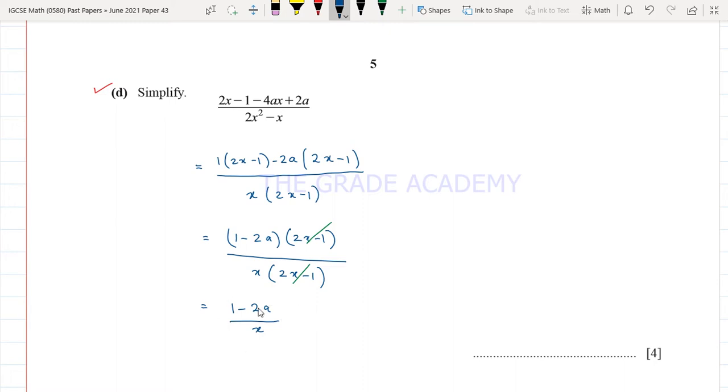So this is the simplified form of the expression. So 1 minus 2a over x is the answer.